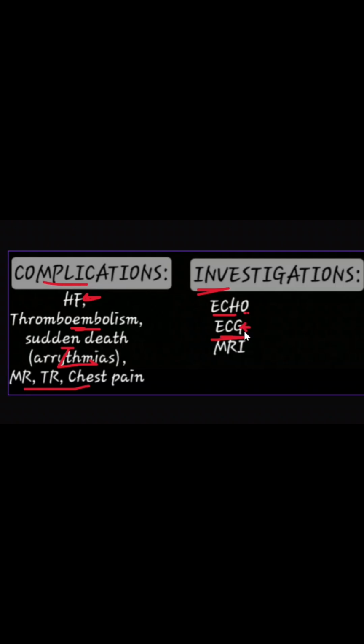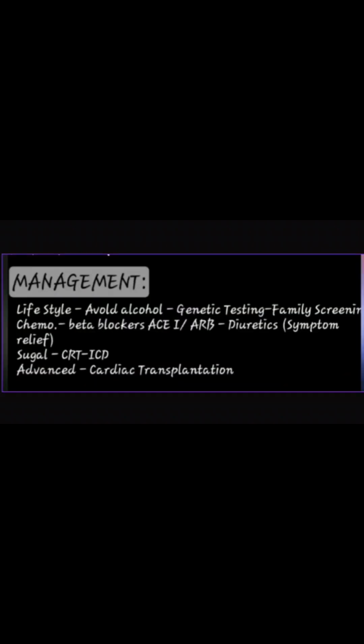Cardiac MRI. Next investigation is MRI, which shows late gadolinium enhancement and mid-wall fibrosis. Fibrosis means permanent damage to heart muscle. It also predicts poor prognosis. The last step to discuss is management, how we treat DCM. First of all, lifestyle measures. Avoid alcohol, which prevents further damage. Genetic testing, family screening, medical treatment.